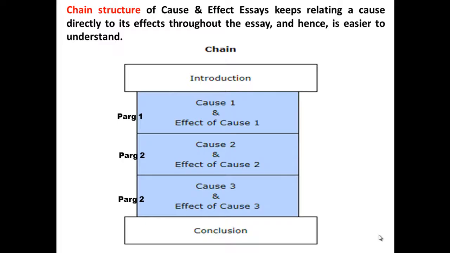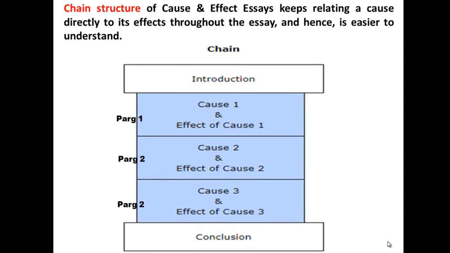The second format that can be used for developing a cause and effect essay is the chain format or the chain structure. So the chain structure of a cause and effect essay keeps relating a cause directly to its effect. So it's the opposite of the block format.